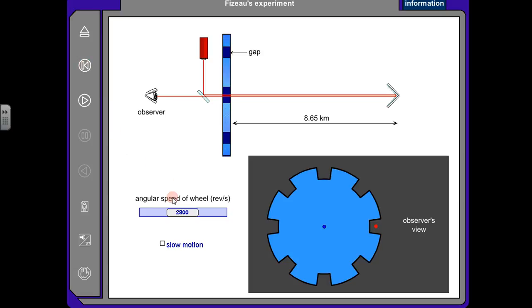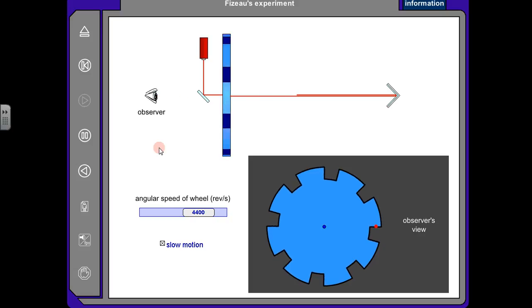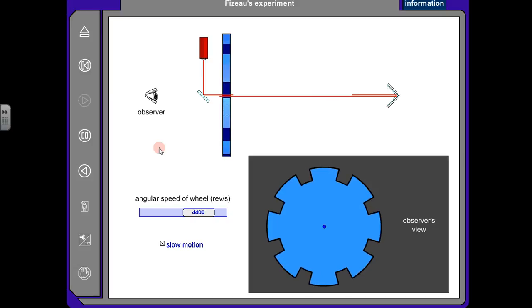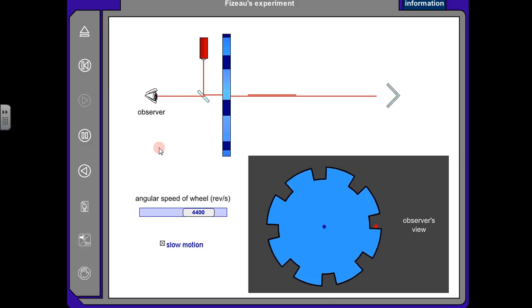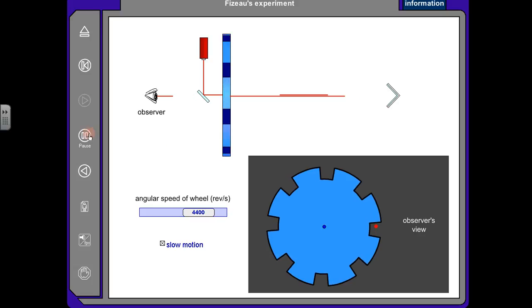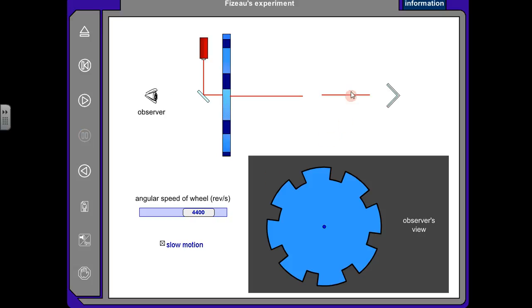Okay, next one is 4400. Unless we've already done 4400 and I forgot. Slow motion. So this is the experiment that we use to calculate the speed of light to 9 or so significant digits 100 years ago or so. Okay, there's a ray, so we're going to pause to let you measure it. Okay, so there's the ray that you're going to measure, come up with the length of.